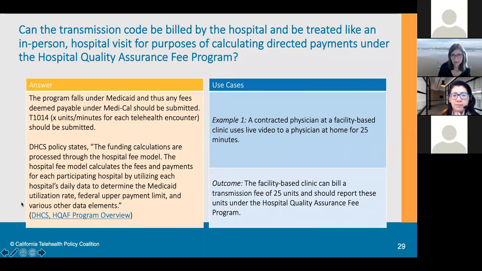Can the transmission code be billed by the hospital, treated like an in-person quality assurance fee program? Now, this was a question we had encountered, so I did a little research. So the contracted physicians at a facility-based clinic, there was live video to a patient at home for 25 minutes. Sorry for that typo. The facility-based clinic can bill a transmission fee of 25 units and report these out under the hospital quality assurance fee program. The thing is, you should do anything that you normally would do for your quality assurance program, and then go ahead and tack on the telehealth things that'll help you make it through in terms of how you would normally bill a telehealth visit. Next slide.